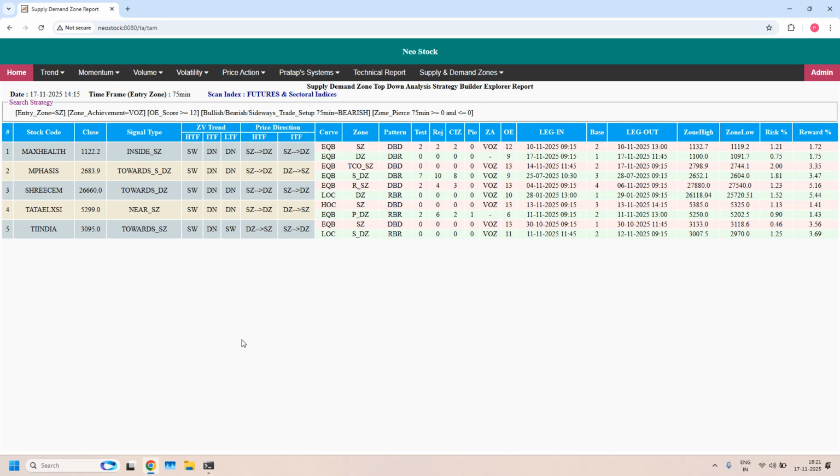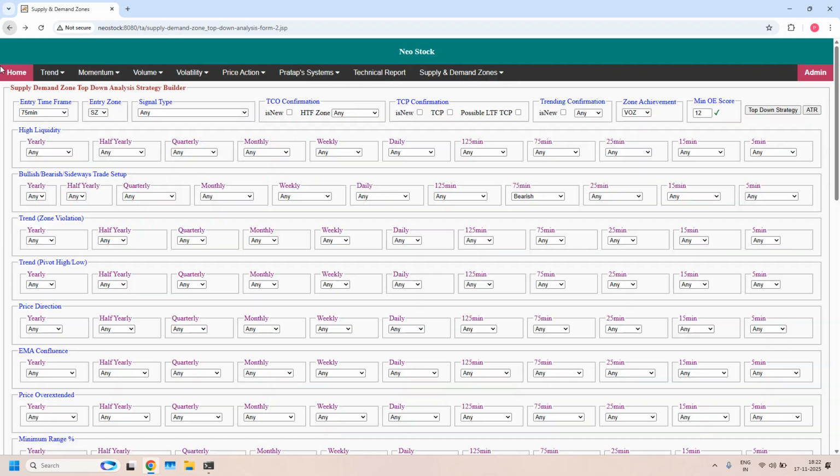And all the 5 stocks are supporting bearish trade setup for weekly income trade, and all the entry time frame zones are 75 minute supply zones. So total we got 5 stocks. Out of these 5, there could be some high probability trade setup. 75 minute supply zones might be available. We should filter them based on the 2 strategies, you learned in lesson 27.